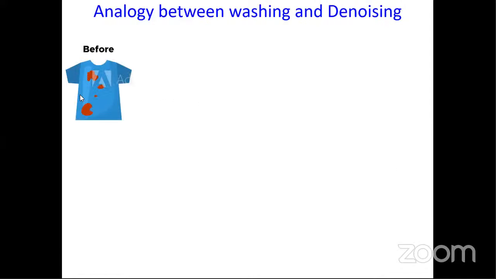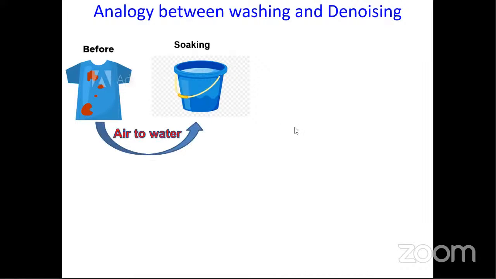Assume, what is this? You can observe. This is a shirt that is blue in color. Unfortunately, coffee or something has been spilt on it. Tea or coffee, it is brown in color. Now you understand this logic. The shirt is my signal. This dirt is noise. Now I want to remove this noise. So what you have to do, as the gentleman has rightly mentioned, soaking is the first step. That means I want to take the shirt from the air medium to the water medium. This is the fundamental thing you have to understand.